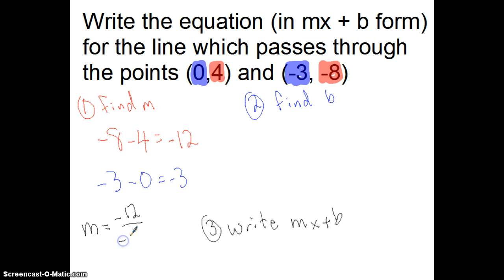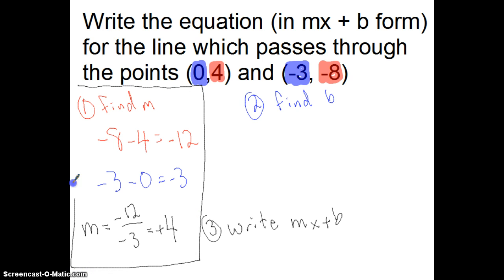So it's the rise over the run. Two negatives. A negative divided by a negative is a positive. And 12 divided by 3 is 4. All right, so that was step 1, find the slope.